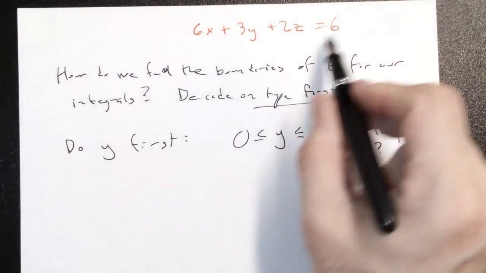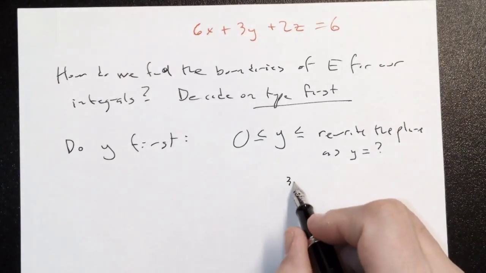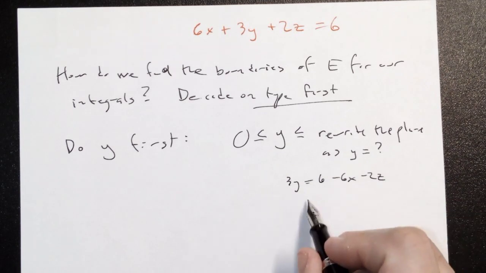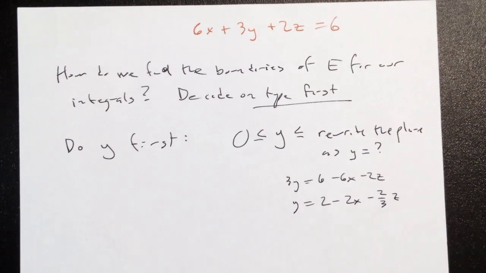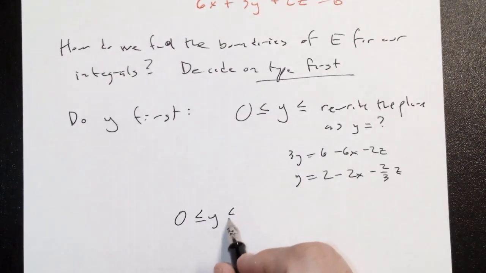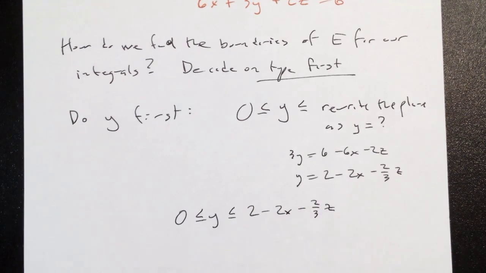Okay, wait a minute. That means taking this and rearranging it. So I've got 3y equals 6 minus 6x minus 2z. I divide by 3. I get y equals 2 minus 2x minus 2/3 z. So my boundary in y looks like that. With me so far?